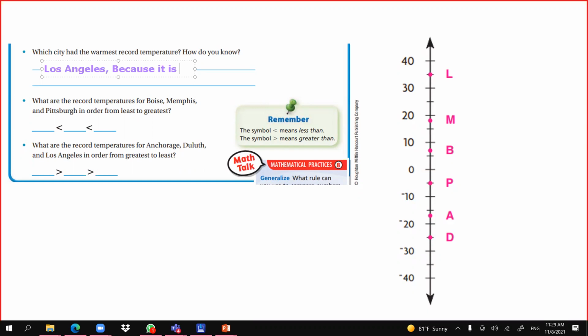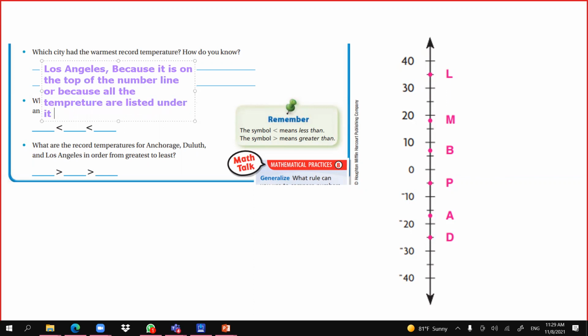Bravo, it is on the top of the number line, or you can say, because all the temperatures are listed under it.